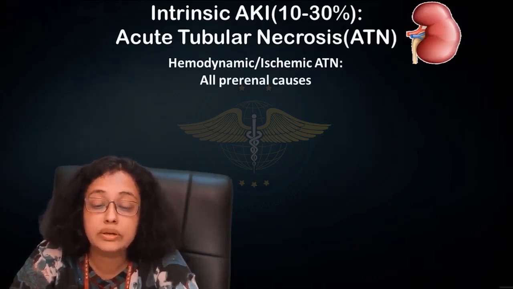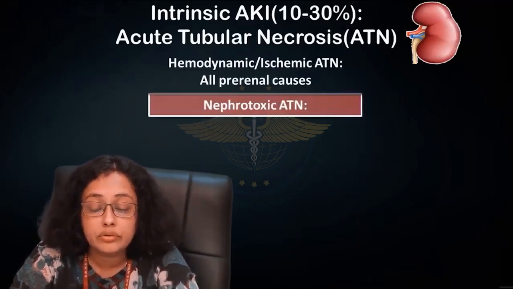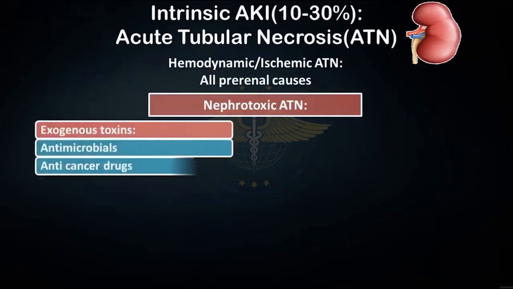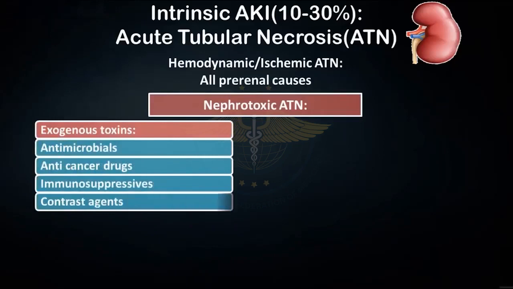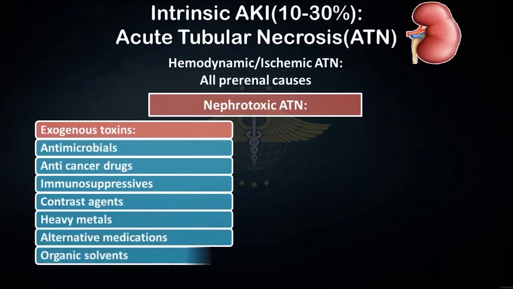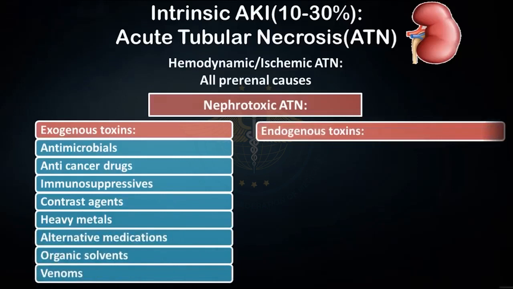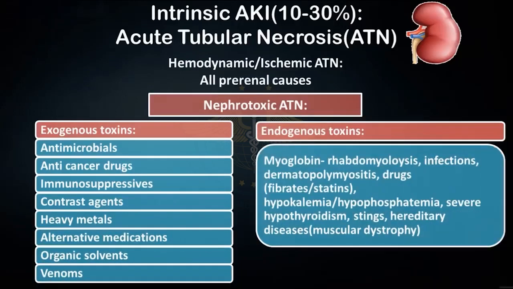The next cause would be the nephrotoxic ATN. Nephrotoxic ATN can be because of exogenous toxins like antibiotics, anti-cancer drugs, some immunosuppressive drugs, contrast agents used in CT scans, heavy metals, alternative medications, organic solvents, and venoms like the snake venom. Endogenous toxins, commonly being myoglobin, which is frequently seen with rhabdomyolysis, many infections of the muscles like dermatopolymyositis, certain drugs, severe electrolyte imbalances like hypokalemia and hypophosphatemia, severe hypothyroidism, certain stings, hereditary diseases.